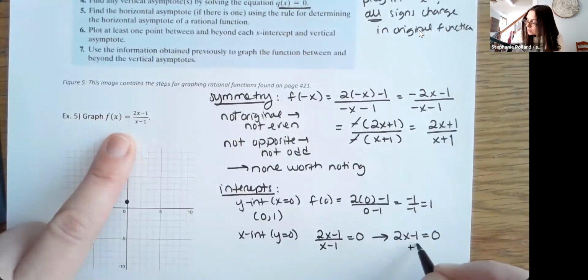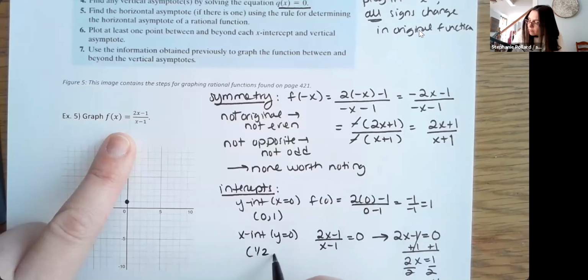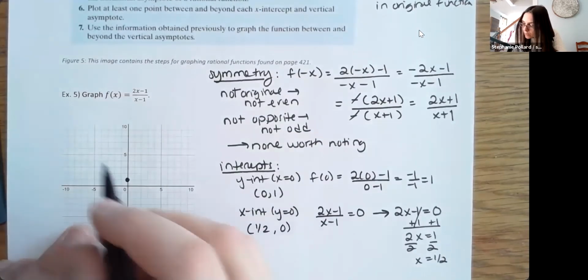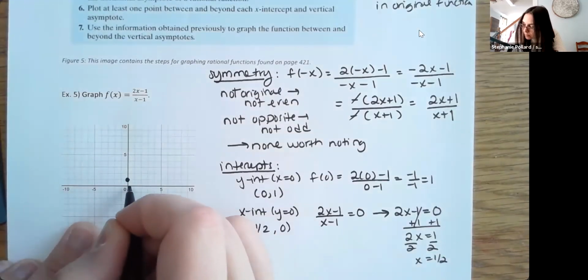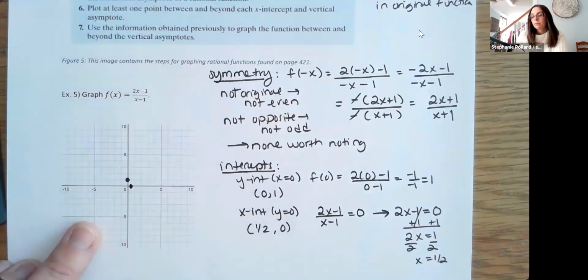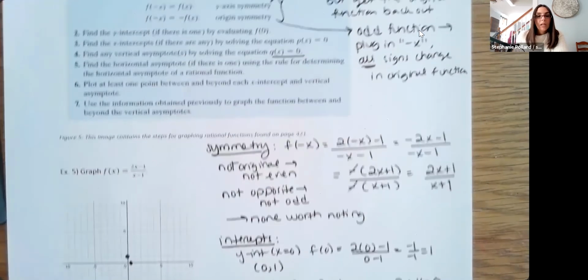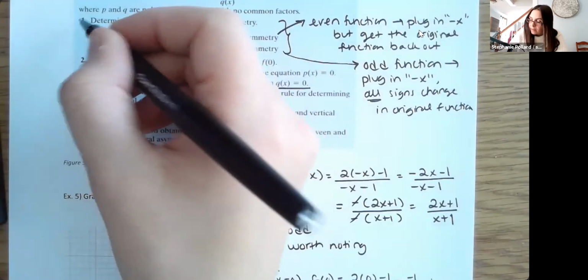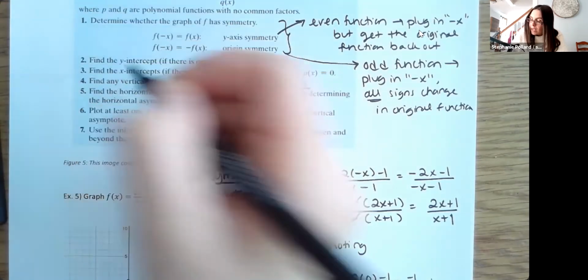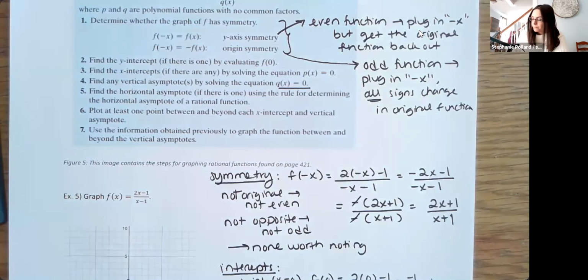So I would add 1 to both sides. Divide by 2, and I get x equals 1/2. So I do have an x-intercept at 1/2, 0. So let's see, right there. All right. So I've done my symmetry. I've done my x and y intercepts. I'm now going to look at my asymptotes.